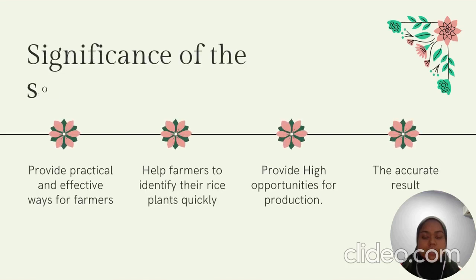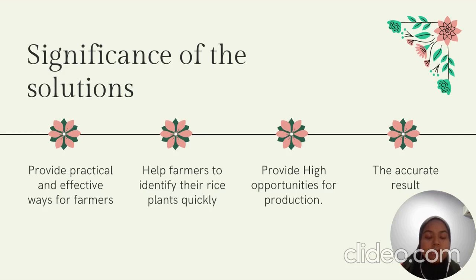Next is the significance of the solution. So what is the significance of this solution? This solution can provide a practical and effective way for farmers to detect their rice plant disease. Next, this solution can also help farmers identify their rice plant diseases quickly and efficiently. The third one is this solution can provide high opportunities for rice production and it can give accurate results.